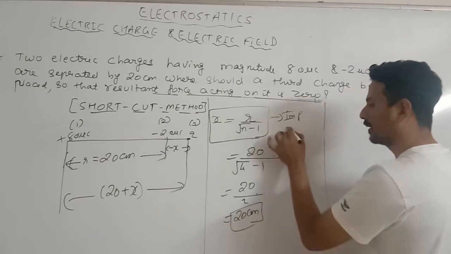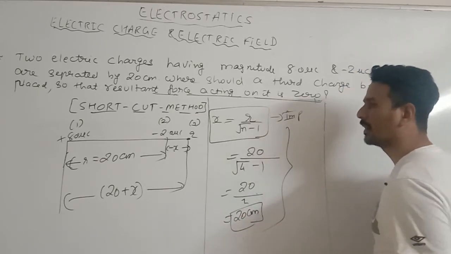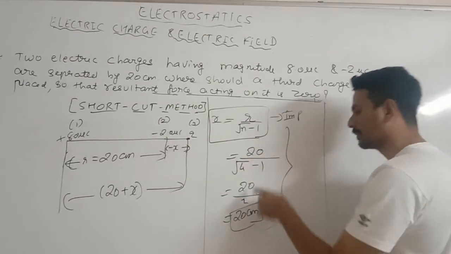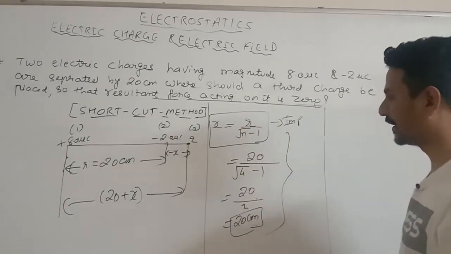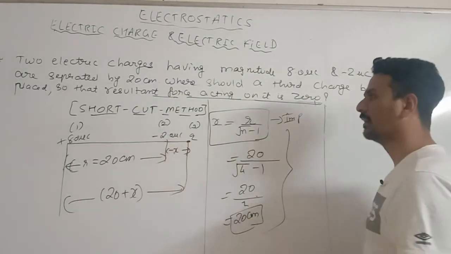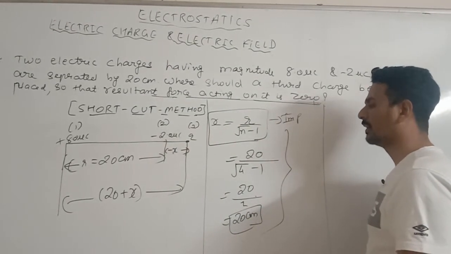See, your MCQ is finished, your sum is finished. Steps, I've reduced the steps. Using only this formula, you can directly get the answer. It will definitely save your time, right?